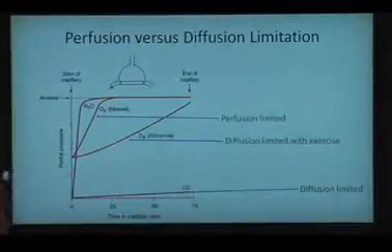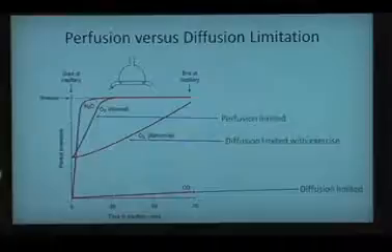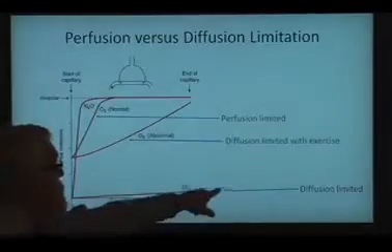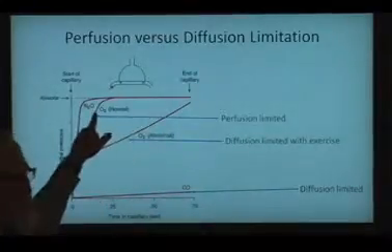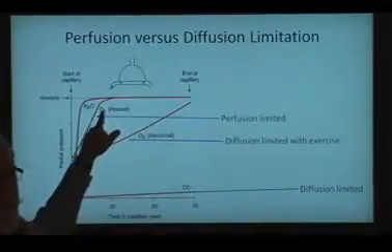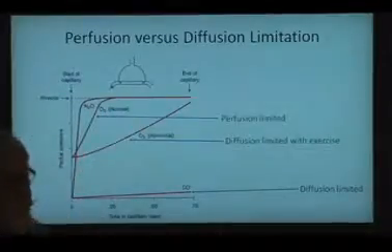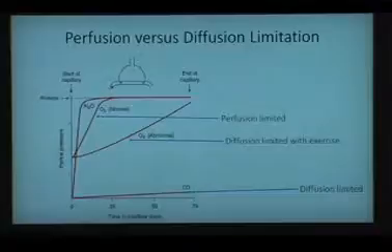So that's why we use CO in the pulmonary function lab to measure diffusing capacity, because the uptake of CO is diffusion limited. Oxygen would not make any sense to be used because the uptake of oxygen from the lungs is normally not limited by diffusion, it's limited by blood flow.